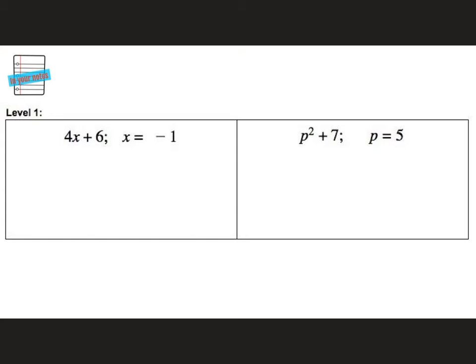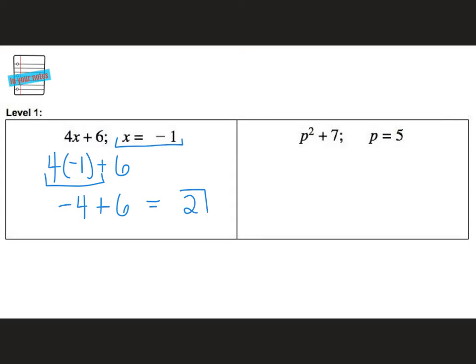All right, so let's go ahead and work through some level 1 examples. Keeping in mind as we're plugging in these values, we're plugging them in with parentheses. So in this first one, wherever I see an x, we know x has the same value as -1. So wherever we see x, we'll put -1 in parentheses. Now we have multiplication and addition, and we know multiplication comes first. So 4 times -1 gives us -4. And now -4 gets 6 bigger, brings us to +2.